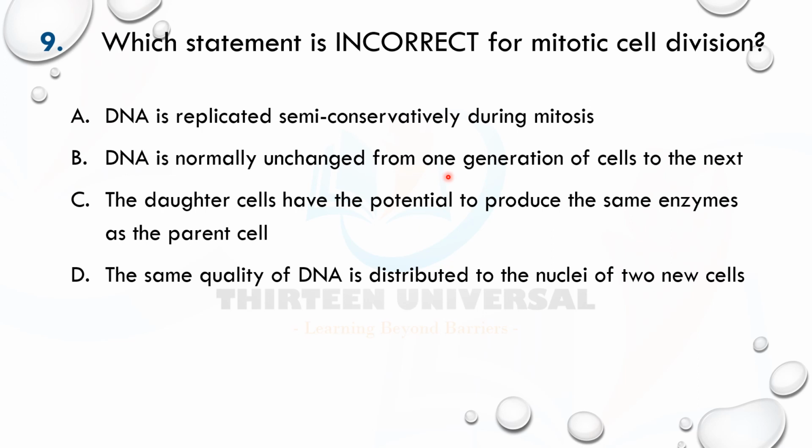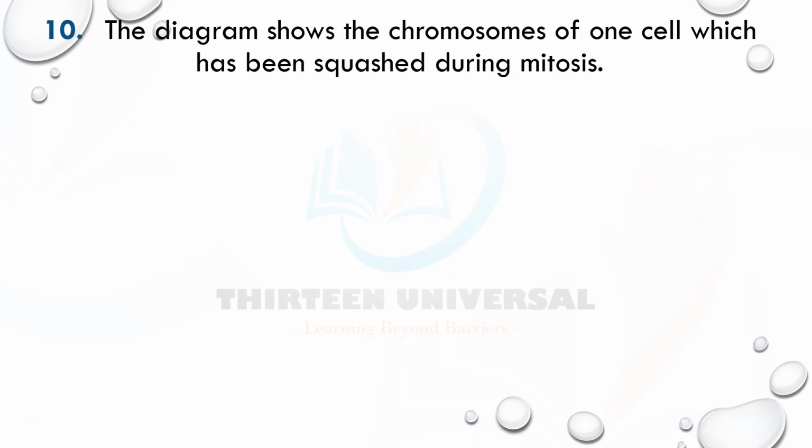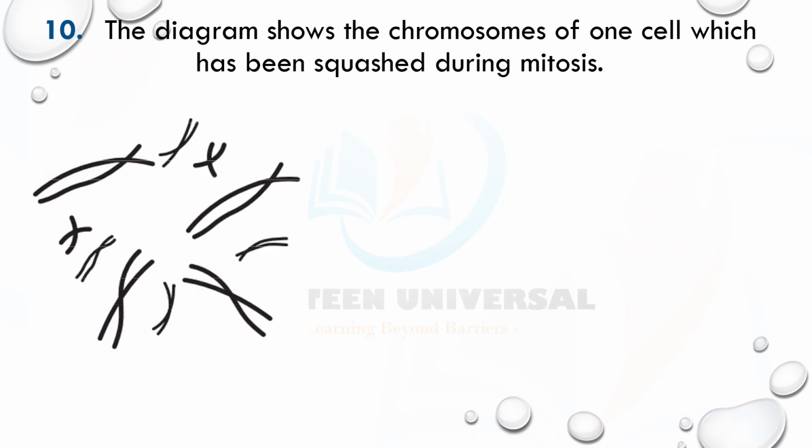DNA is normally unchanged from one generation of cells to the next. Yes, it remains genetically identical. That's for mitosis. C says the daughter cells have the potential to produce the same enzymes as the parent. Yes, because they have the same genes. Mitosis produces genetically identical daughter cells that have the same genes as the parent cell, so they will make the same protein. Okay, now this is mitosis. D is also mitosis, so it's only A that does not happen in mitosis. The answer is A.